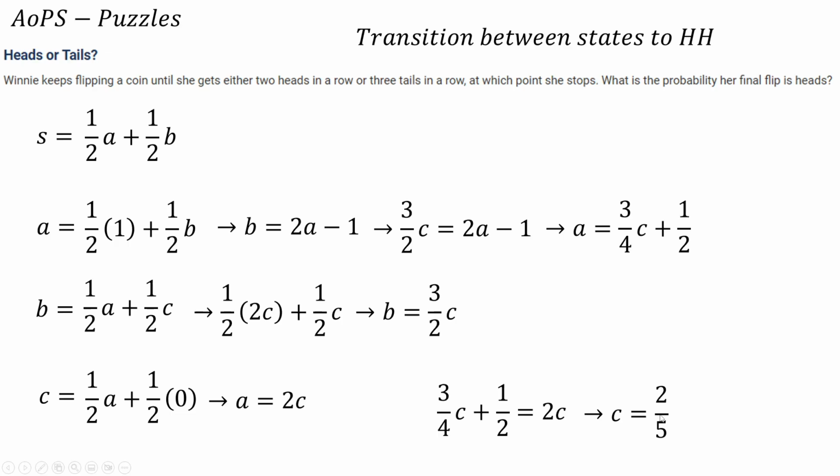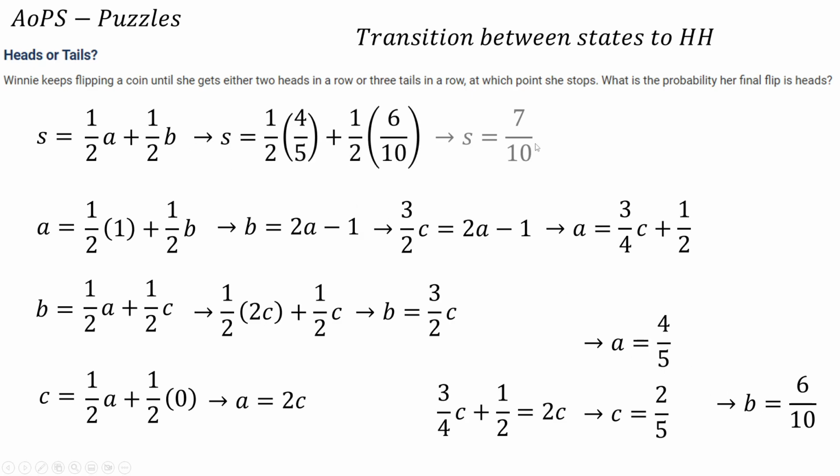And then we're going to plug this into here to get what A equals. So A is 2 times this, so A is going to be equal 4 over 5. And then we can plug this into here to get what B equals, which would be 6 over 10. And then finally we can plug in A and B into here to get what S equals, which will give us 7 over 10. And that is our answer.